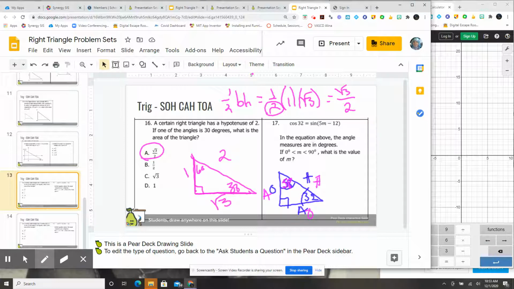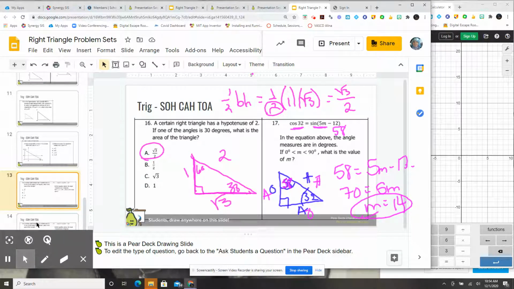When I flip between the angles, the O and the A switch. So the hypotenuse is always going to be in the denominator. That means the cosine of 32 equals the sine of 58. So we can just do 58 equals 5m minus 12. And then you solve that by adding 12 to both sides. So 70 equals 5m and m equals 14.